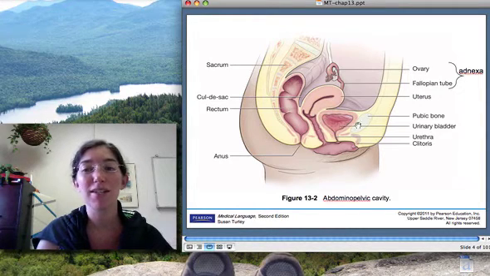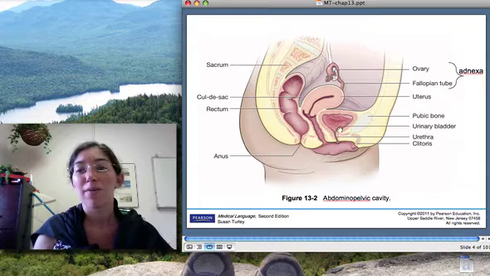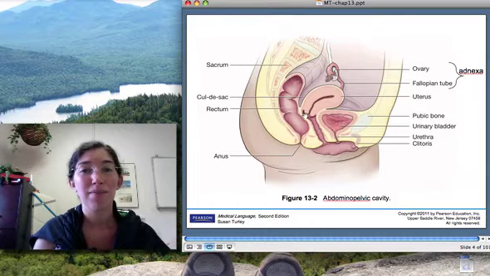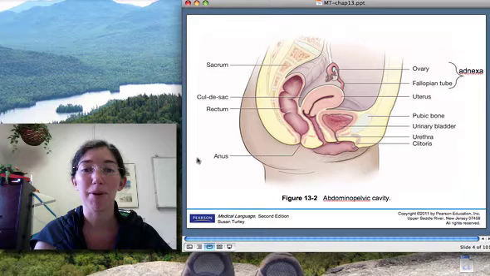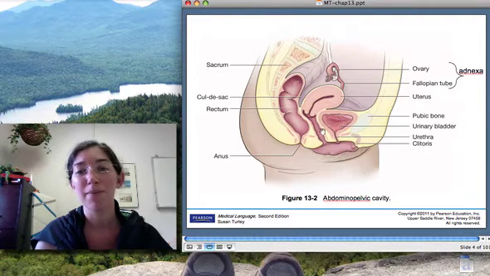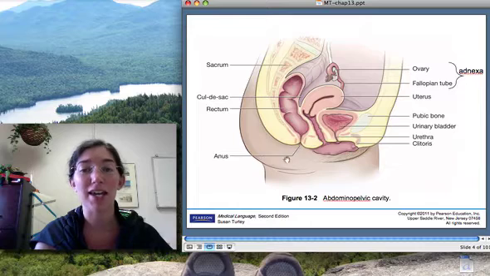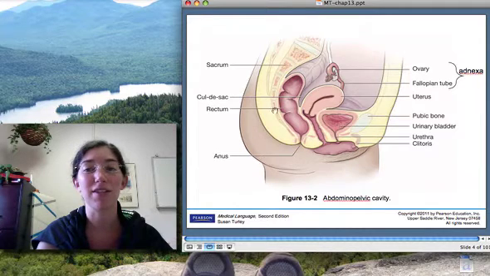Here you can see is the bladder. So the uterus is posterior to the bladder. The uterus and the vagina are both posterior to the bladder. This would be the anterior side here, the posterior side on the left. Posterior to the vagina is the anus and the rectum, so you can see this here.